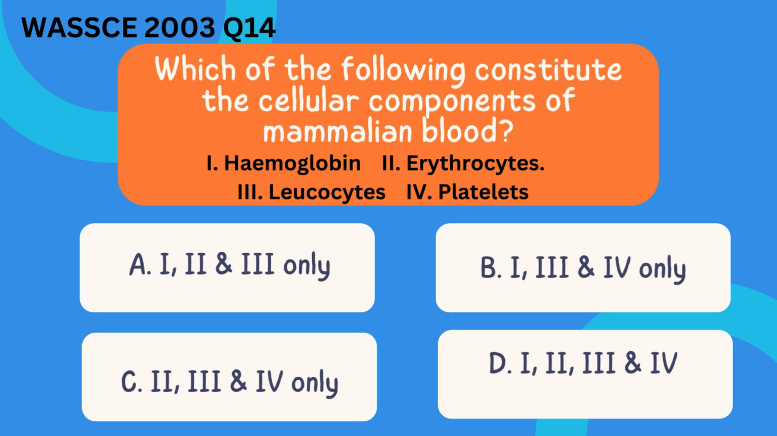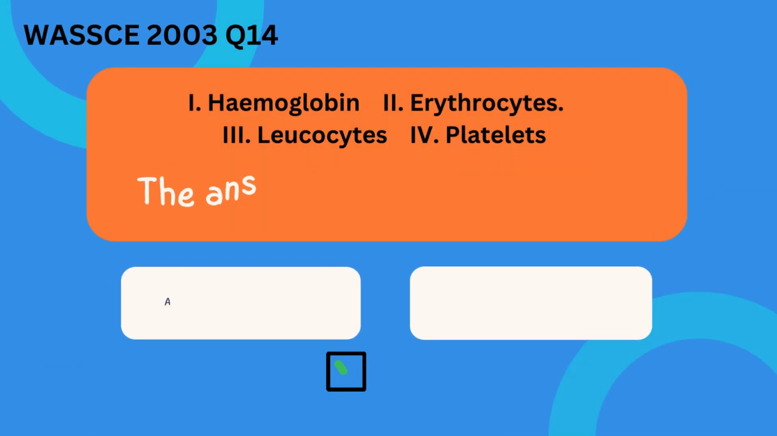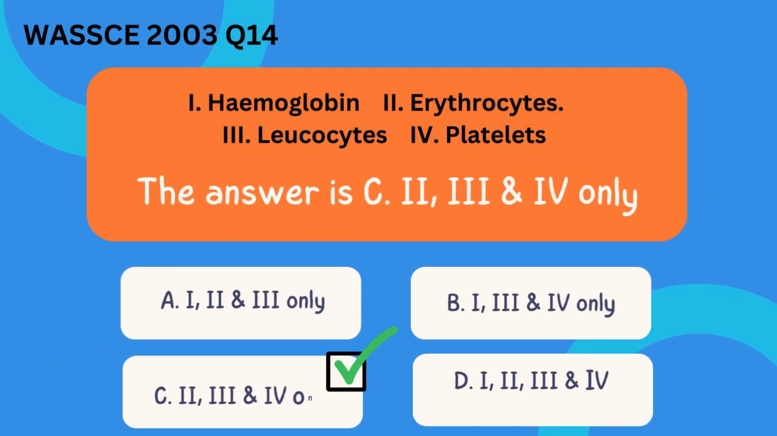The correct option again is option C. Roman figure 2, 3, and 4 only. That is erythrocyte, leukocyte, and platelets. Now, hemoglobin is not a cellular component. This is why any option here that includes Roman figure 1 is wrong.